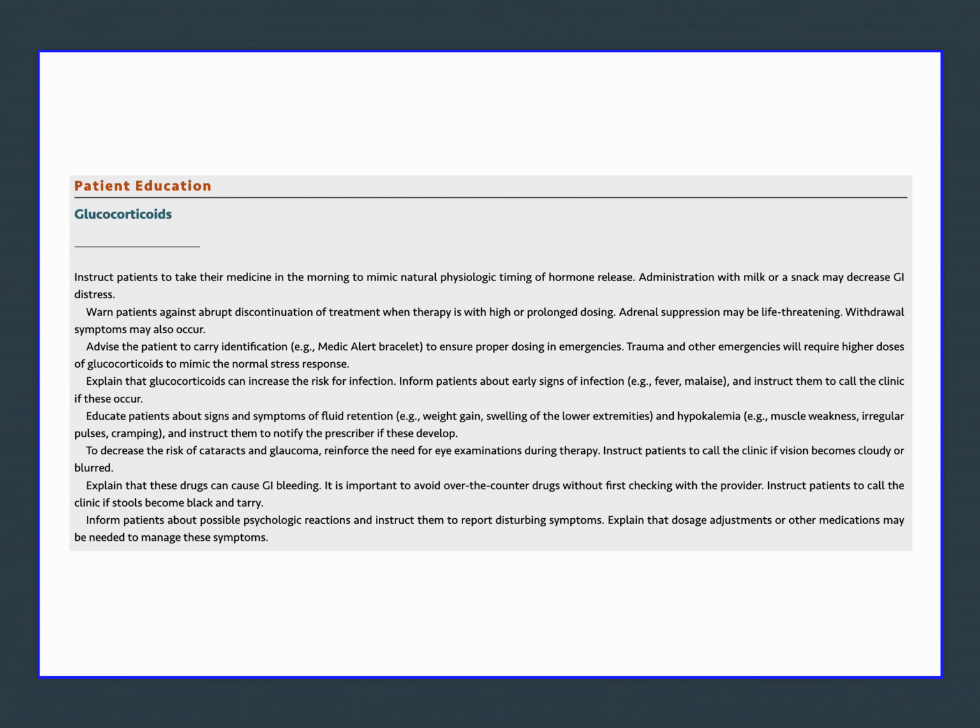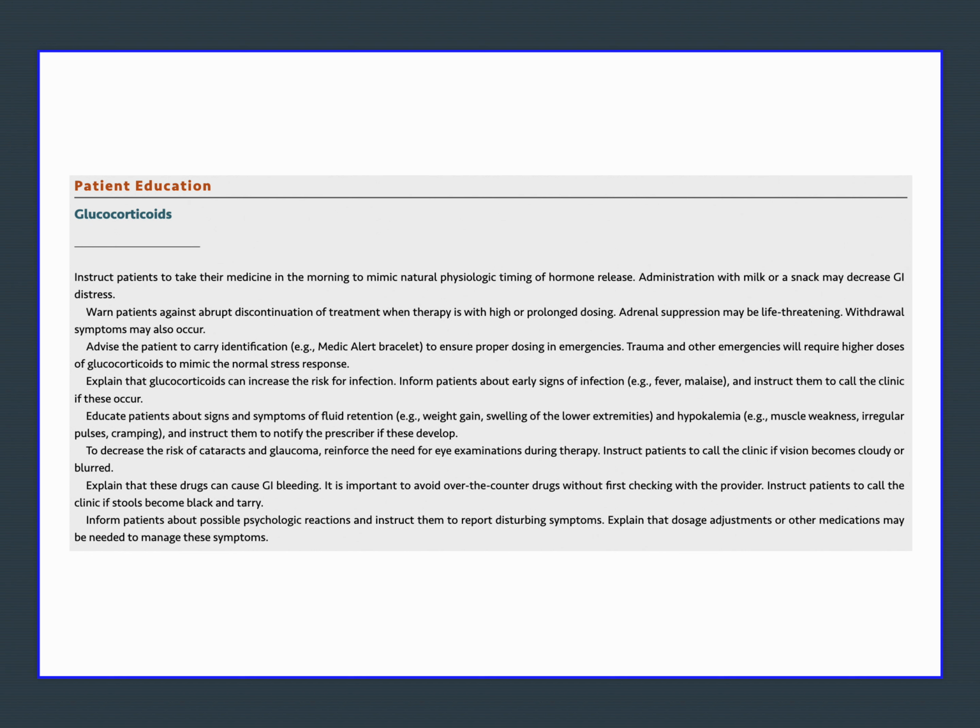Okay, we're nearing the end of this presentation. We need to discuss patient education and then lifespan consideration. So first, with patient education, make sure the patient is taking it in the morning. The reason for this is that this is when your own body is naturally producing these hormones. So you want to keep it on, or try to keep it on, the natural physiologic timing.